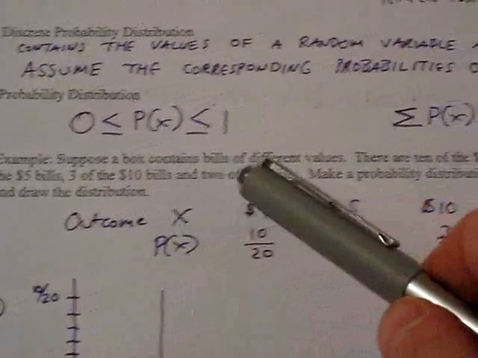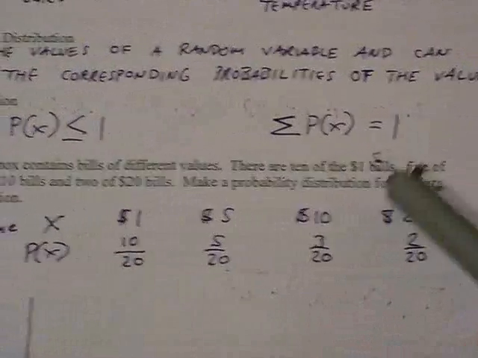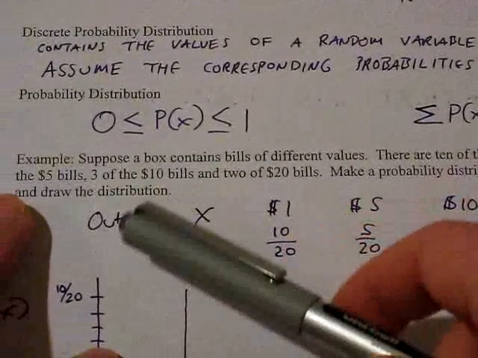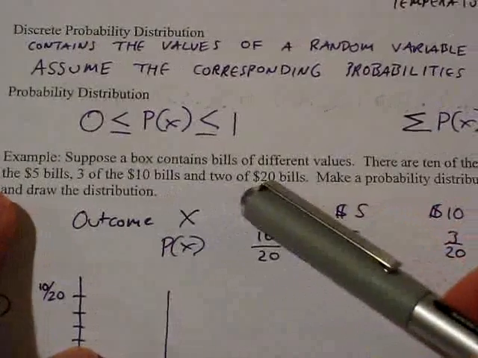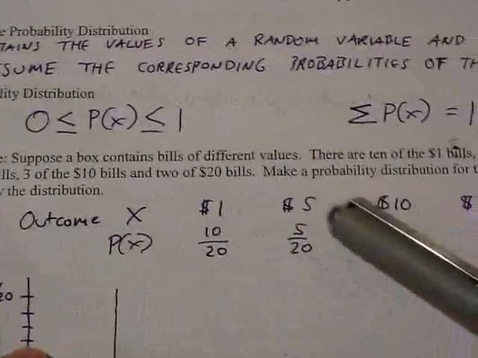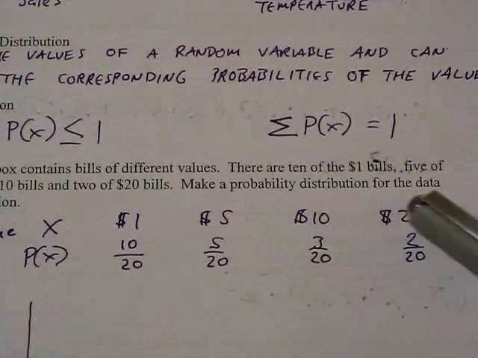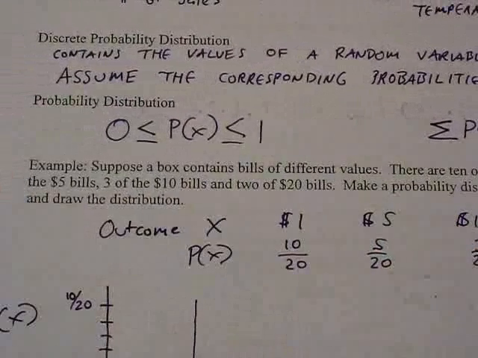Suppose a box contains bills of different values. There are 10 of the $1 bills, 5 of the $5 bills, 3 of the $10 bills, and 2 of the $20 bills. Make a probability distribution chart for the data and draw the distribution.